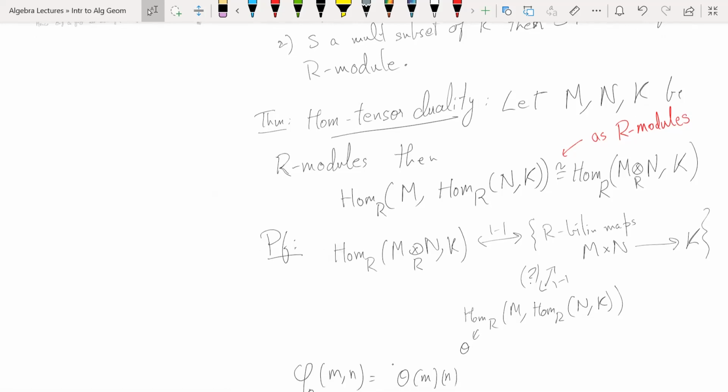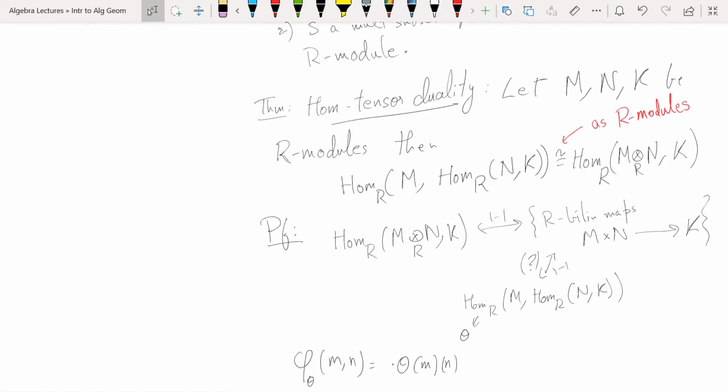So if you fix an M, then it's a linear map in N, and this is how you define the R bilinear map. So this is the definition. Given some element theta here, I have to produce an R bilinear map, and this is how you produce it: phi sub theta of (m, n) equals theta(m) applied to n, for all m in M and n in N. And of course, theta(m) is actually an R linear map from N to K. It is linear in N.